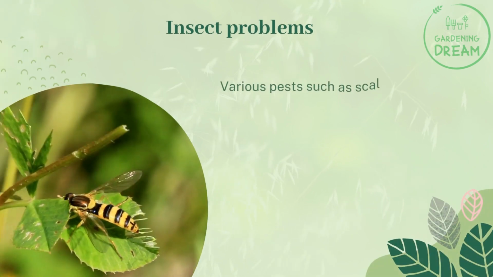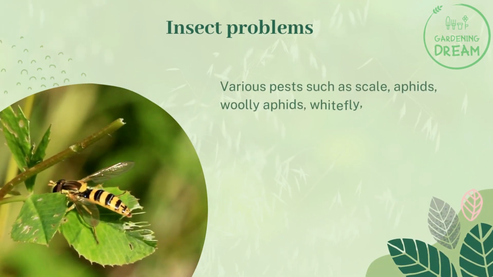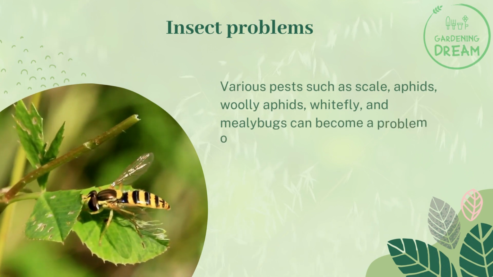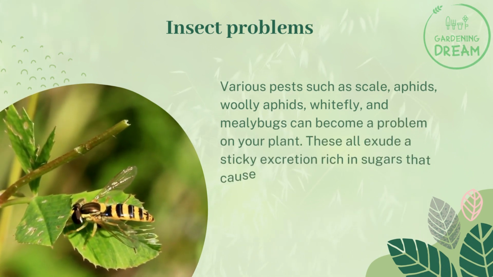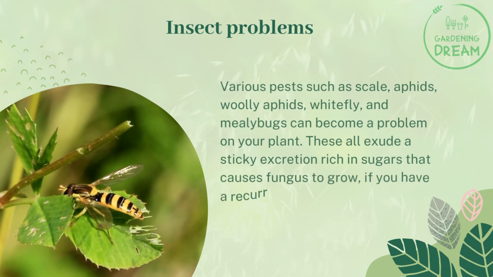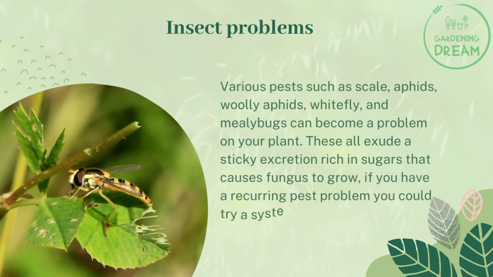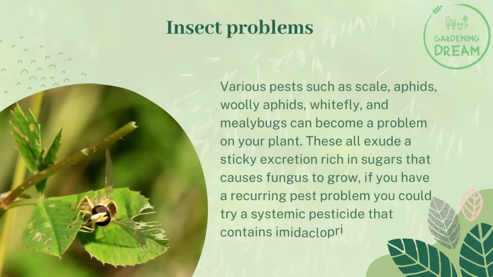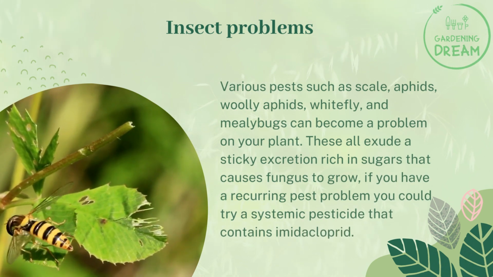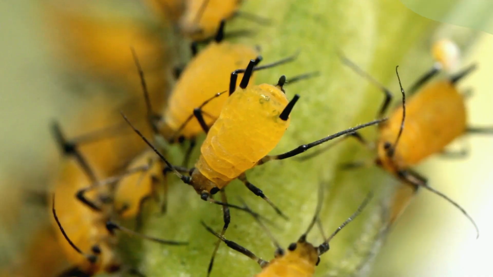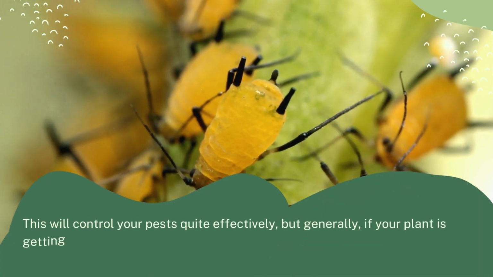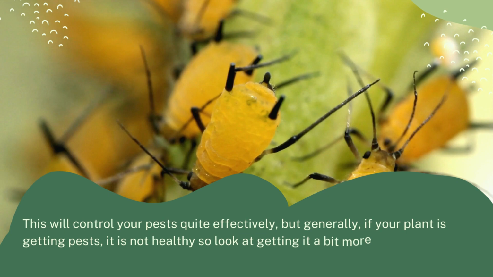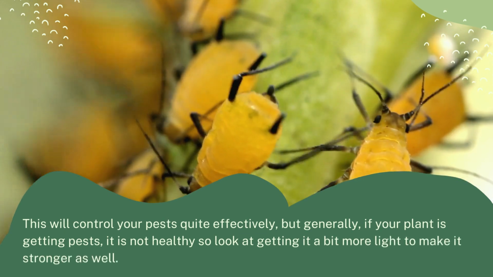Insect problems. Various pests such as scale, aphids, woolly aphids, whitefly, and mealybugs can become a problem on your plant. These all exude a sticky excretion rich in sugars that causes fungus to grow. If you have a recurring pest problem, you could try a systemic pesticide that contains imidacloprid. This will control your pests quite effectively, but generally, if your plant is getting pests, it is not healthy, so look at getting it a bit more light to make it stronger as well.